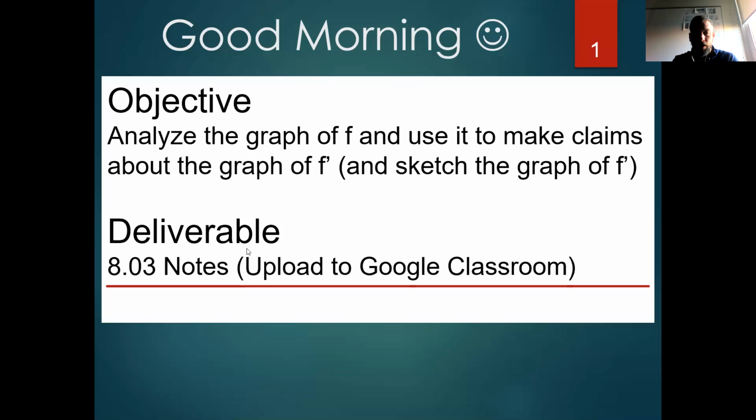We're going to be talking about 8.03. We're going to upload some notes, which includes things that you put in your notebook. Take a picture of it and submit it. Also, things in Desmos are going to serve as our notes as well. So you're going to have to do the notes in the Desmos and just kind of follow along with me.